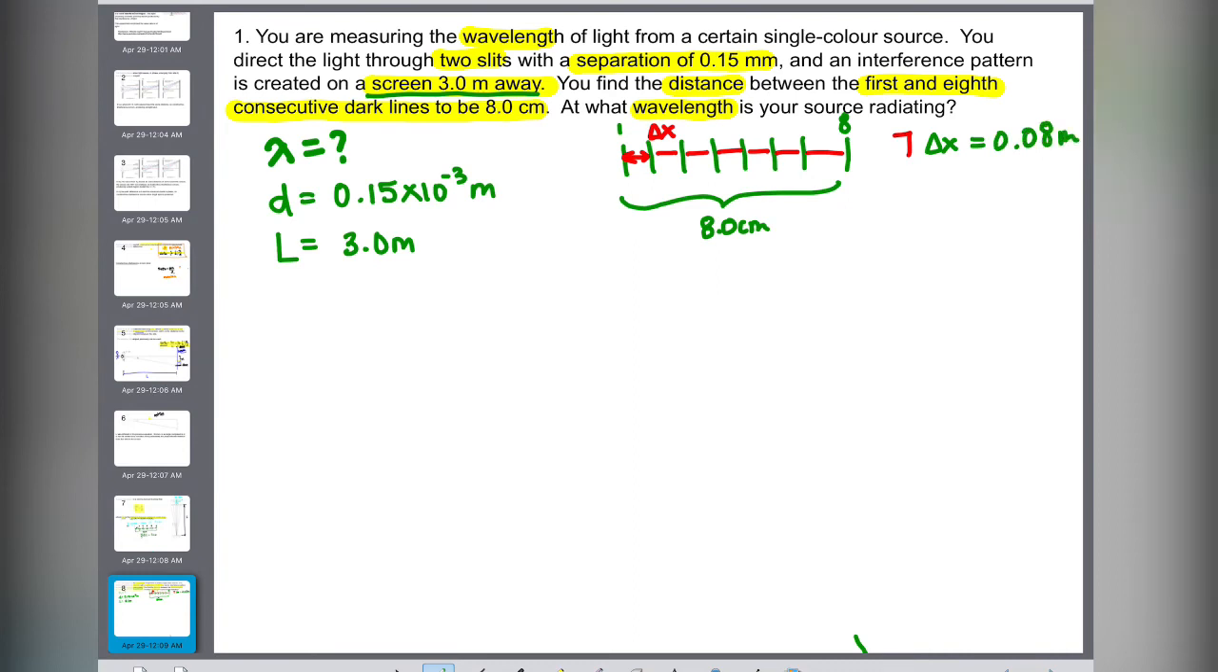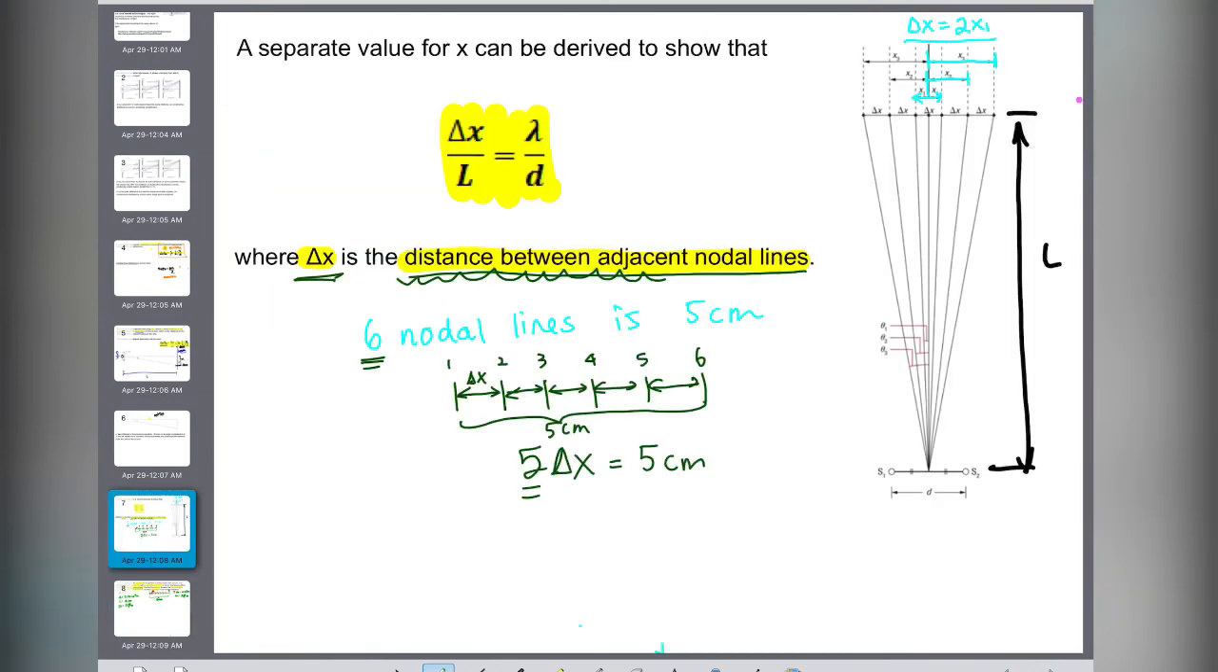All right, so you want to just rearrange the equation. I'm going to punch it in later. Okay, that is how long 1 delta x is. So that is my delta x. So 0.08 divided by 7. Okay, they ask you for wavelength. So take a look at what equation. I have delta x, I have L, I have lambda, I have D. So I'm going to be using this equation.